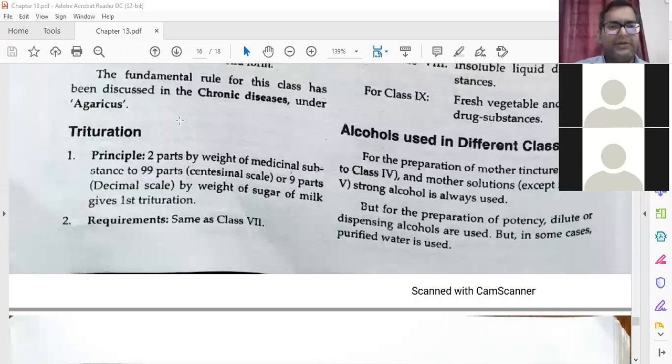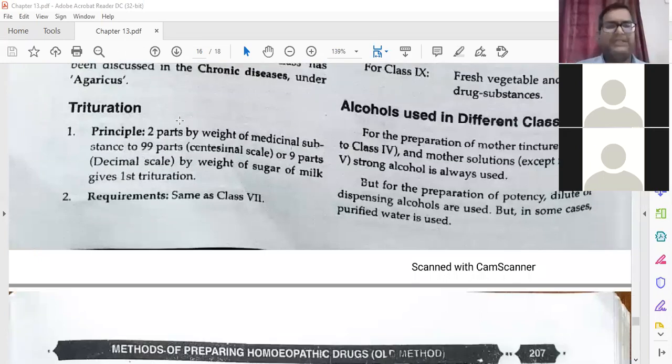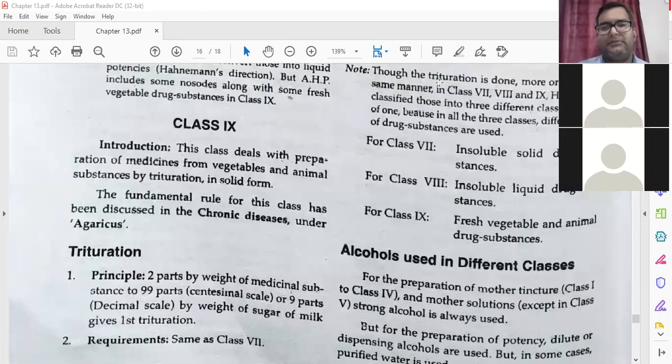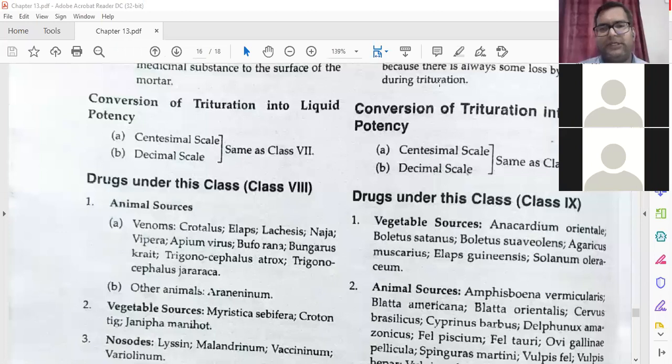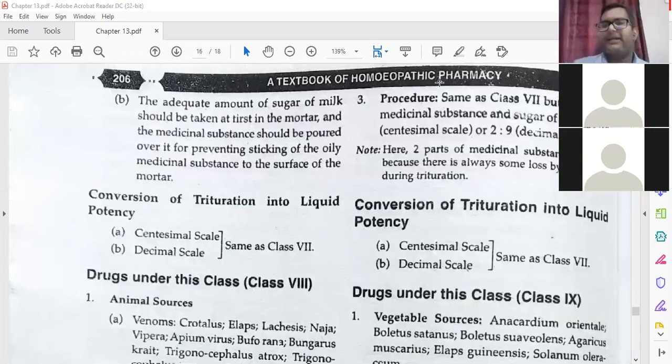Then trituration principles: 2 parts by weight of medicinal substances to 99 parts on the centesimal scale, or 9 parts on the decimal scale by weight, of the sugar of milk gives the first trituration. Requirement same as class 7. Procedure same as class 7 again.